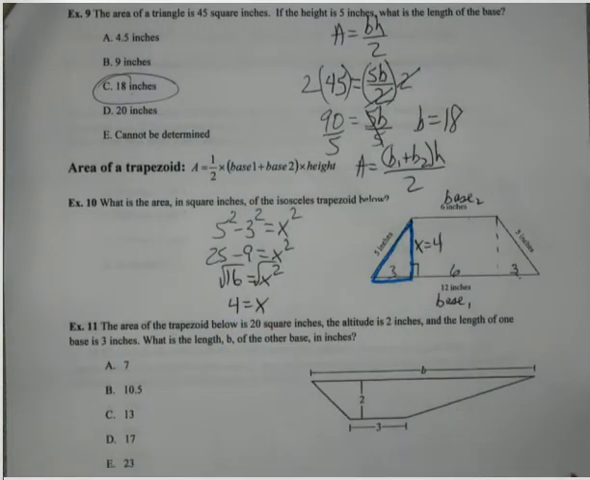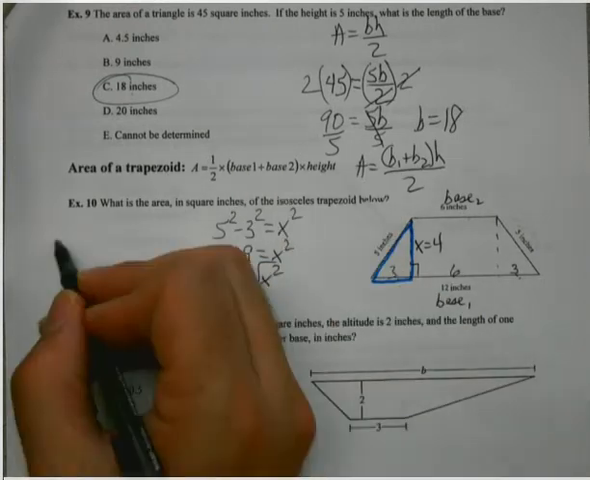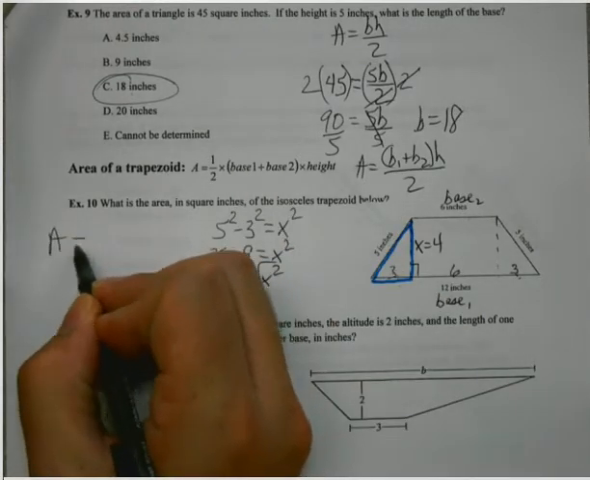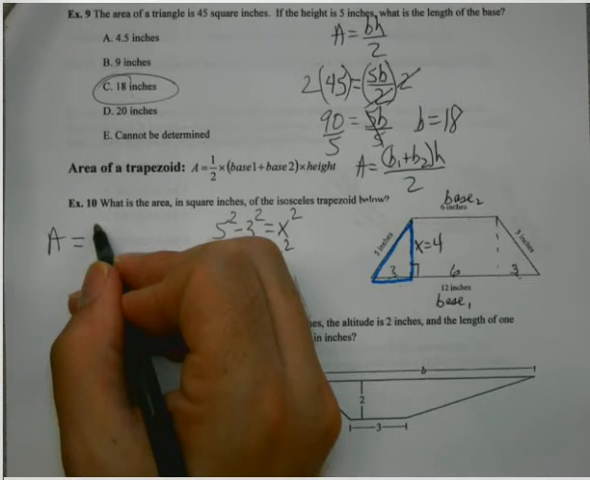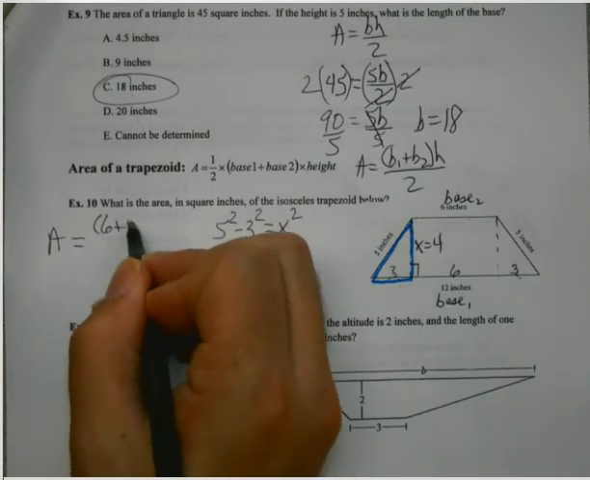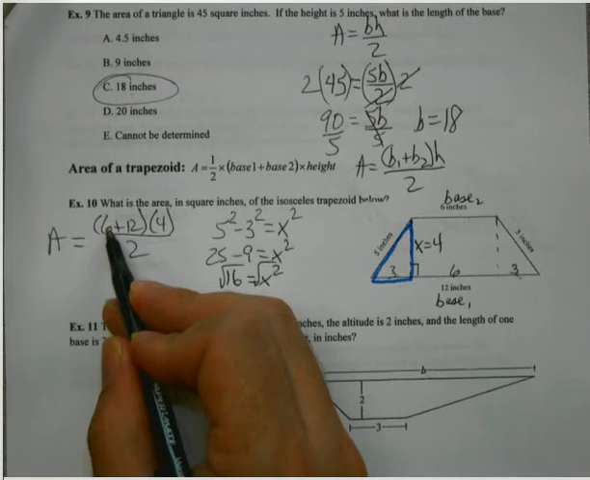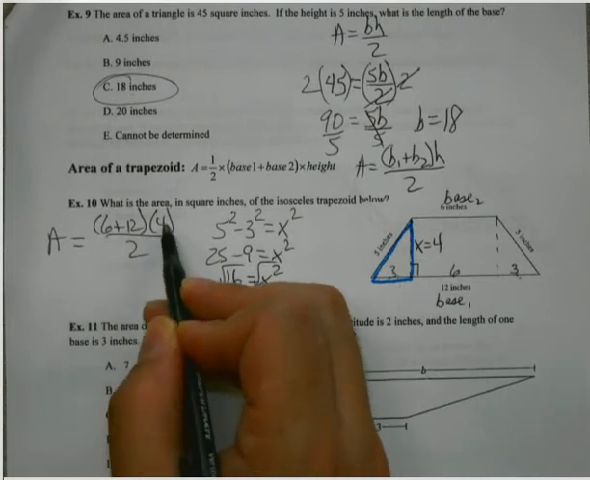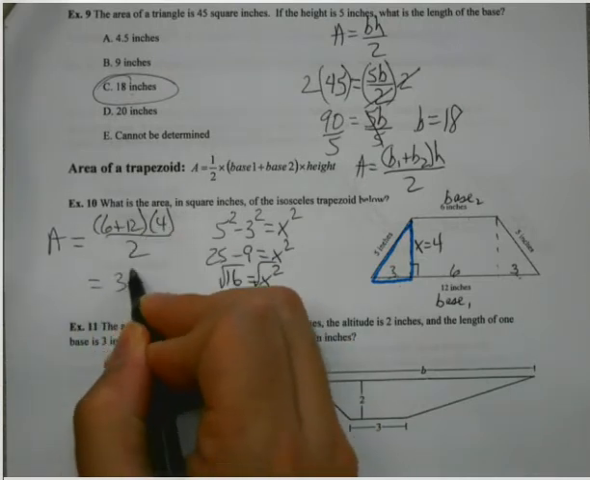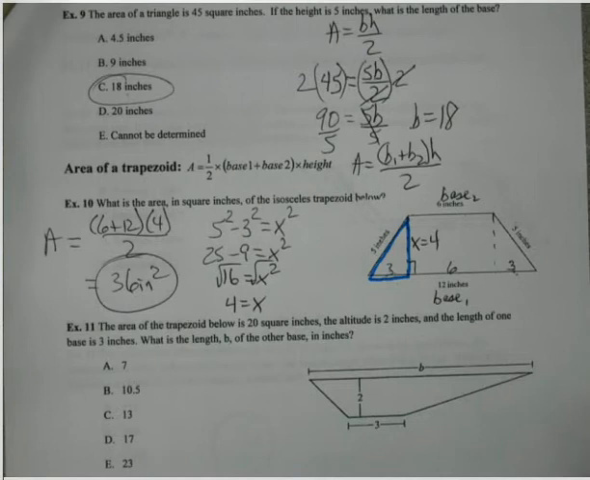And you're like, phew. But we're not done. That just got us that. So now we got to plug it in. So the area is going to be base plus base times the height we just found divided by 2. So 18 times 4 is 72, divided by 2 is 36. And we're good to go.